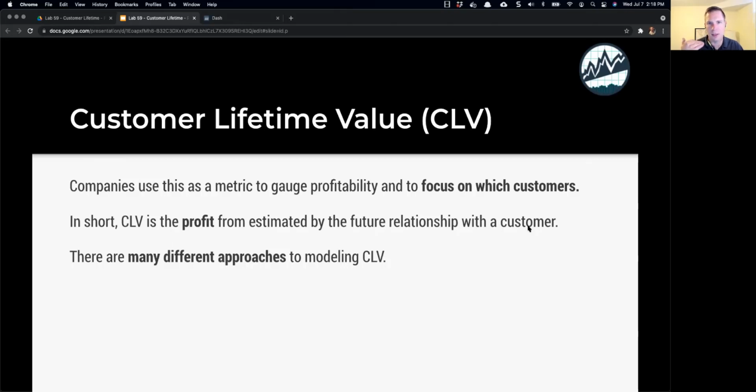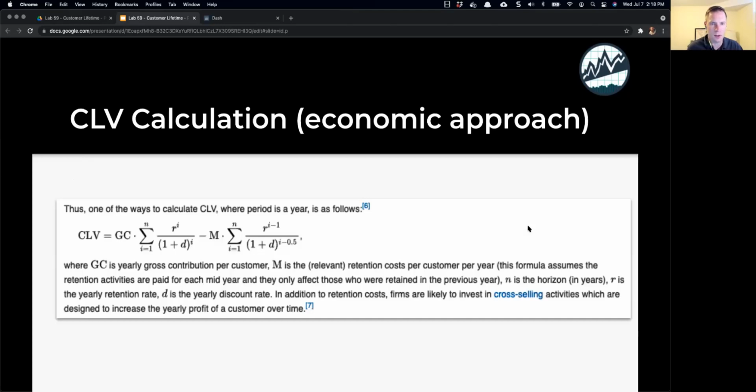You basically determine a profile for how this customer is likely to spend, and also the cost of retaining that customer. So you subtract out those costs, and that's what your customer lifetime value is. There are many different approaches. They range from some more complex strategies to an econometric approach. I will preface this: we're not going to implement the econometric approach here. We're going to be doing more of a predictive and machine learning approach.